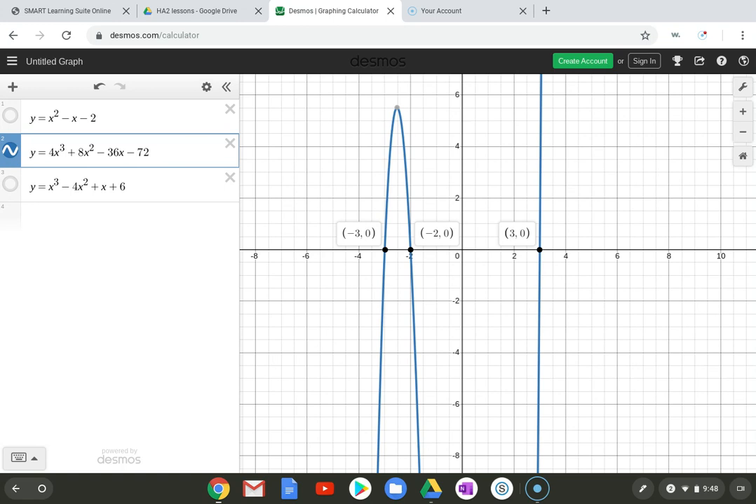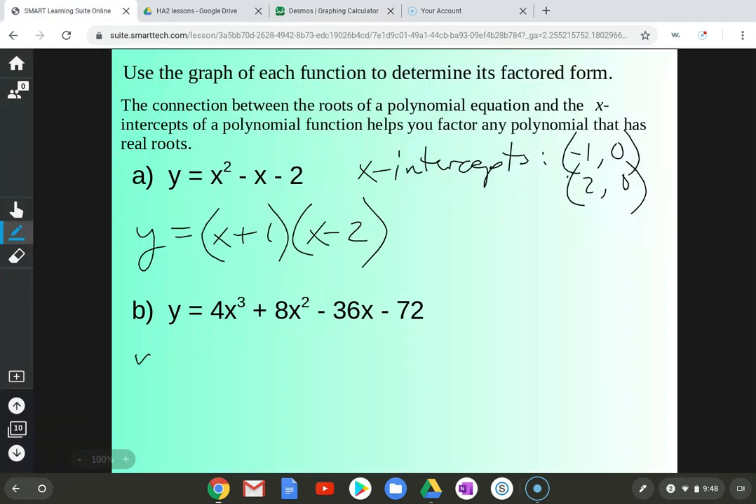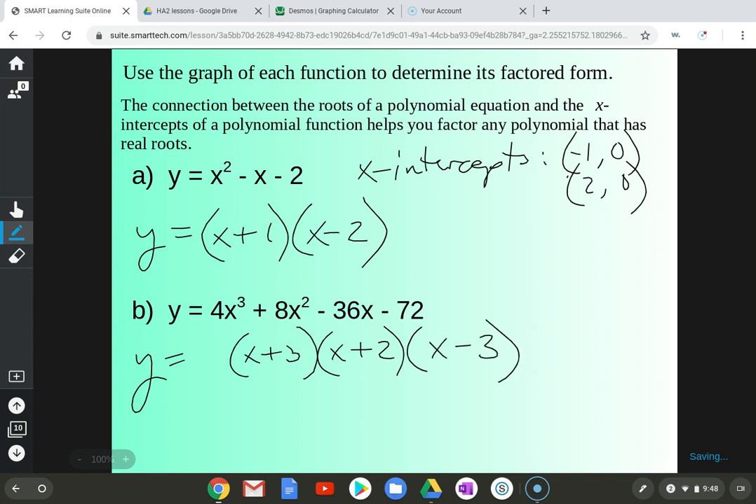So if my x-intercepts are (-3, 0), (-2, 0), and (3, 0), my factors would be x plus 3, x plus 2, and x minus 3, because my intercepts were at -3, -2, and +3. I need a dilation factor. I'm going to give you a little gift here.